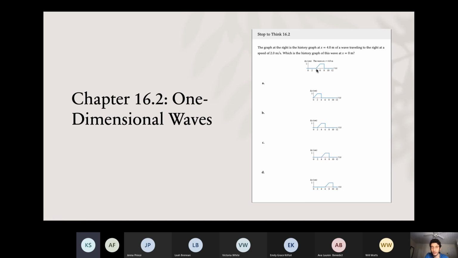That means 2 seconds before, this whole graph was at the left. So if this shifts by 2 seconds, the whole thing will shift by 2 seconds. If this is at 6, it will later be at 4. If this is at 8, it will later be at 6. So this would be the answer.